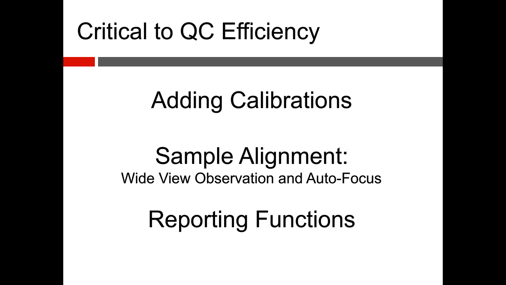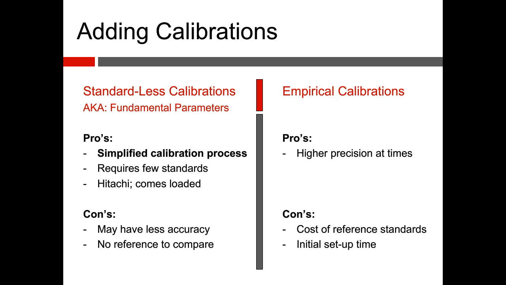So calibrations, depending on your experience with X-ray fluorescence, you may or may not know the different options for calibrations. Historically, empirical calibrations was the way to go, and empirical is simply using known reference standards to add calibrations to your XRF analyzer. And the positive side of empirical is that you can, at times, in certain applications, see higher precisions. The cons, as you see listed there, is that the cost of reference standards could add up if you do a wide variety of applications, and there's a setup time that you have to get through.